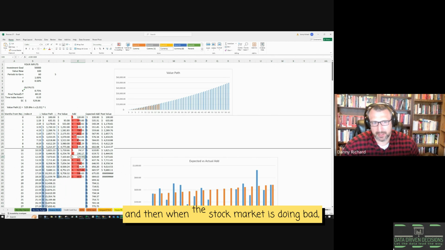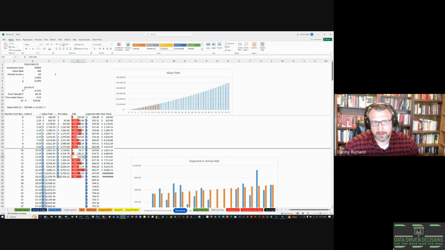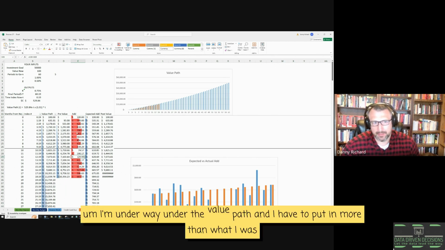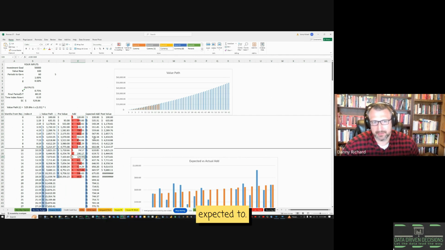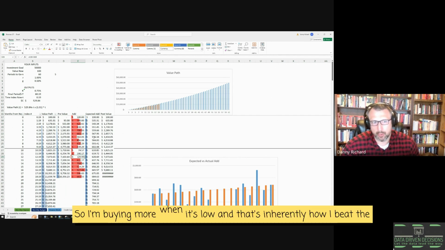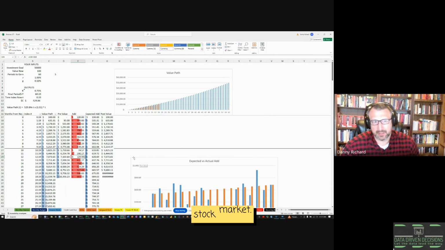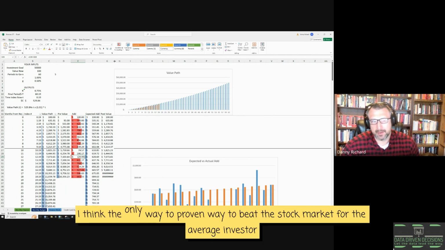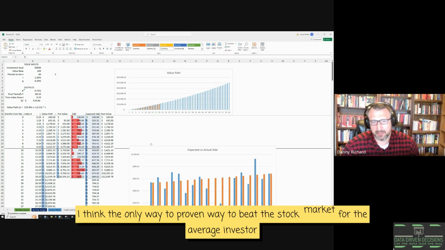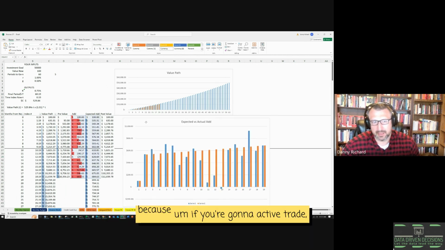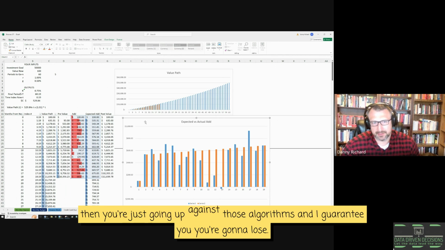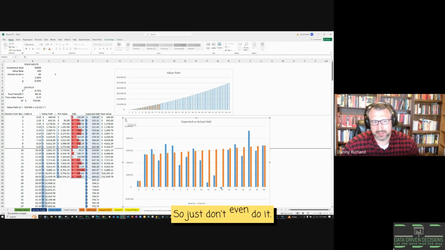And then when the stock market is doing bad, I'm way under the value path, and I have to put in more than what I was expected to. So I'm buying more when it's low. And that's inherently how I beat the stock market. I think it's the only proven way to beat the stock market for the average investor. Because if you're going to actively trade, then you're just going up against those algorithms, and I guarantee you, you're going to lose. So just don't even do it.